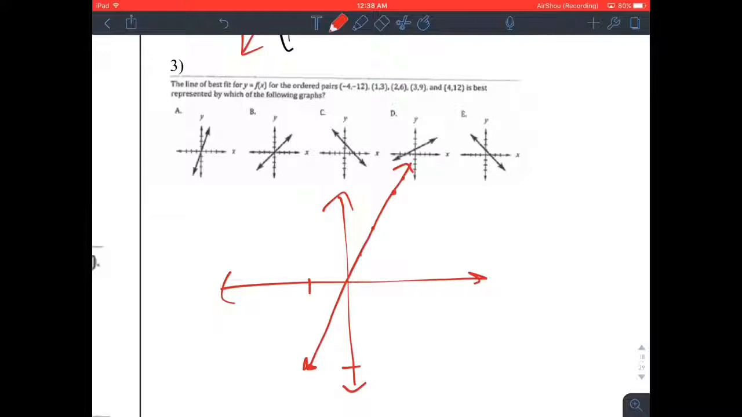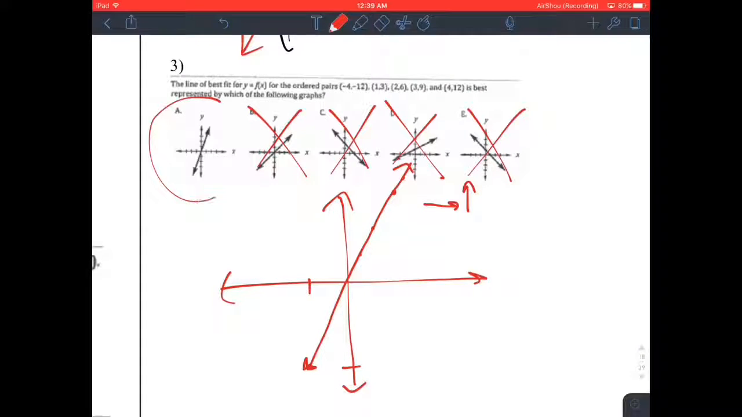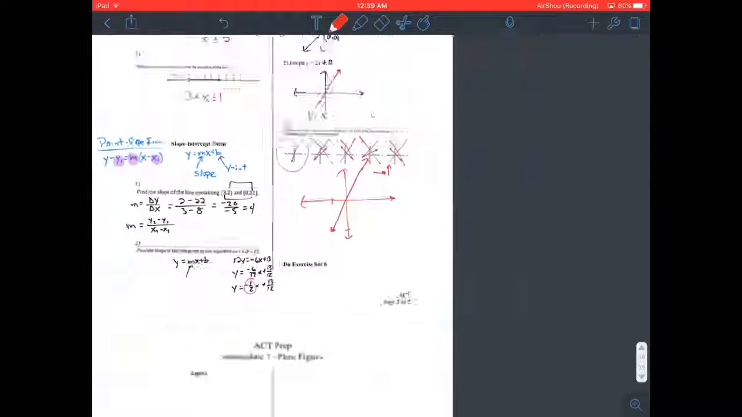So can't be C, has a negative slope. Can't be E, that has a negative slope. D, it can't be because it goes to the right faster than it goes up. And ours goes up faster than it goes to the right. B looks like it goes to the right just as fast as it goes up. And A goes up faster than it goes to the right. So I'm going to say A is the answer.